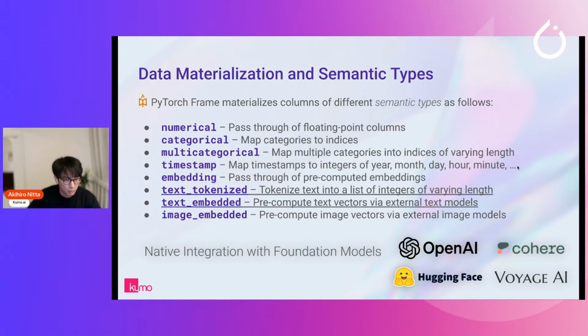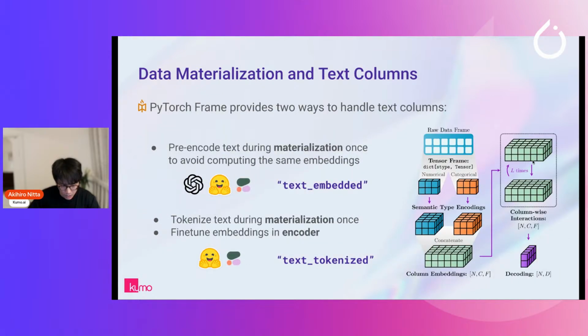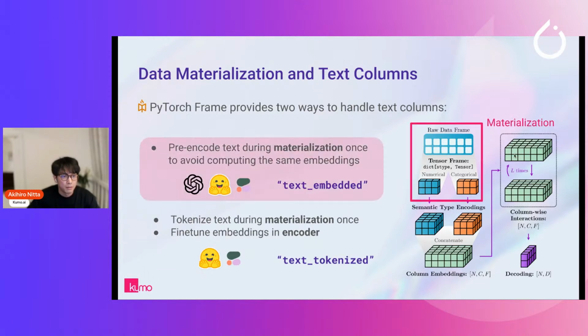And I will briefly explain what the difference is between these two semantic types. So in PyTorch Frame, there are two ways to handle text columns. One is to pre-encode text during data materialization once to avoid computing the same embeddings again and again during training. This semantic type is called text embedded. So this will only run once.